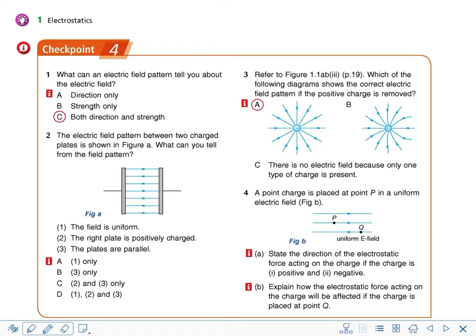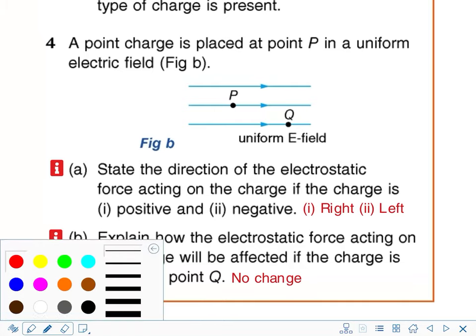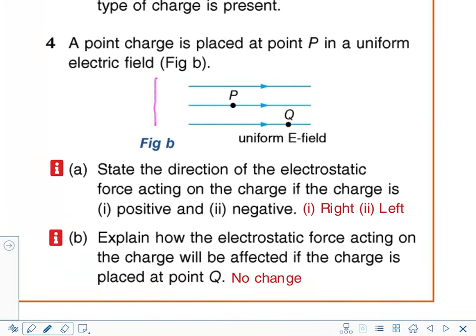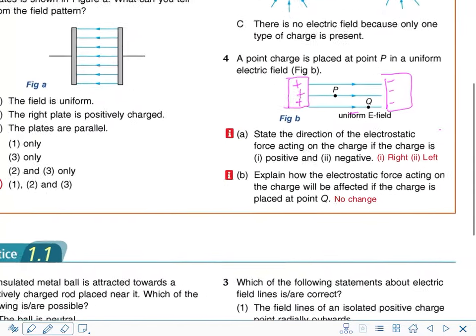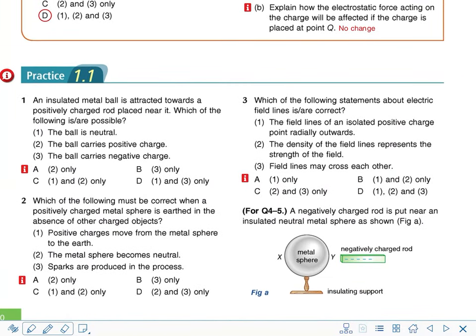Try Checkpoint 4. We can find the answer. Checkpoint 4, question 4. But for this type of question, you can have a technique to solve this problem. We know E field starts from positive charge, and you can see a uniform E field, so it must have parallel plates. Okay, so we can find the answer quite directly after drawing these two plates. Okay, practice 1.1. Try MC.